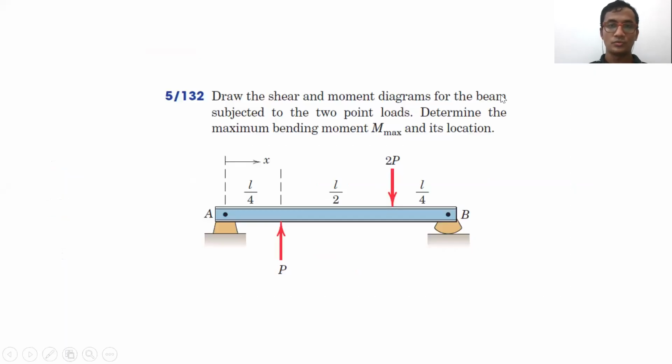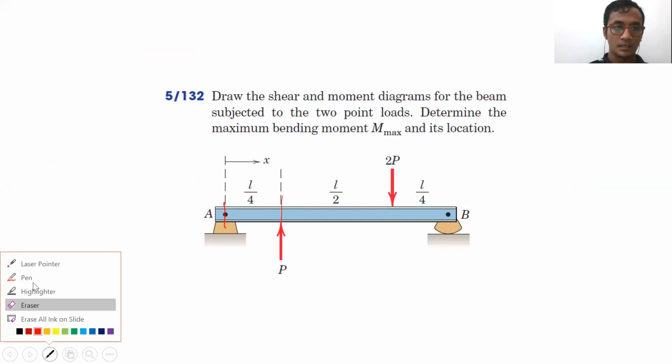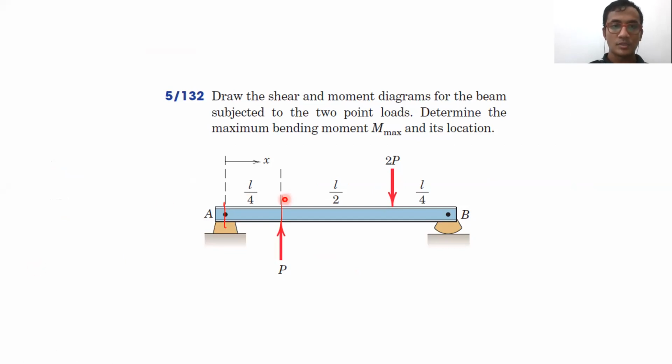The first thing that you should know is whenever we want to analyze the internal force and internal moment distribution, we have to see the continuity of the structure. For example, from A to this particular force, we can see that there is a continuity there because there is no force in between A and B here.